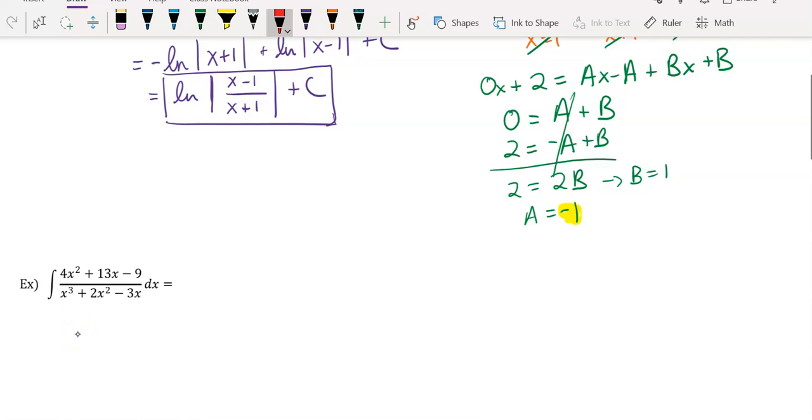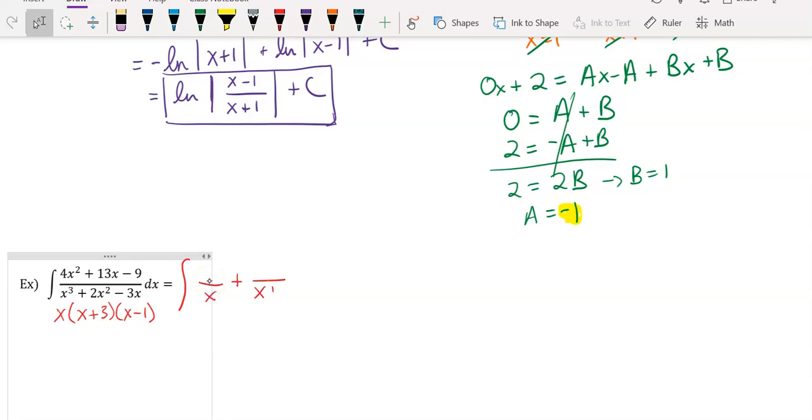When I factor this, I can pull an x out of everything, which gives me x squared plus 2x minus 3, which factors as x plus 3 times x minus 1. So that tells me, since I have three linear factors here, that I'm going to have three different fractions with my partial fraction decomposition here. So I'm going to have something over x plus something over x plus 3 plus something over x minus 1.